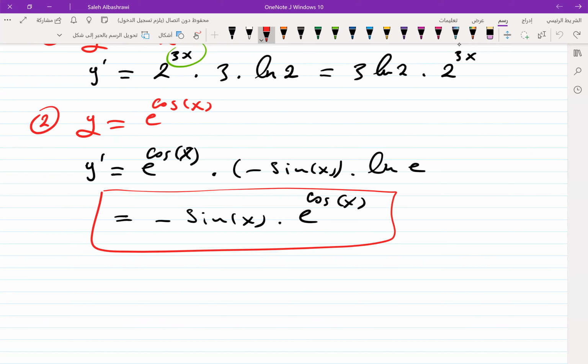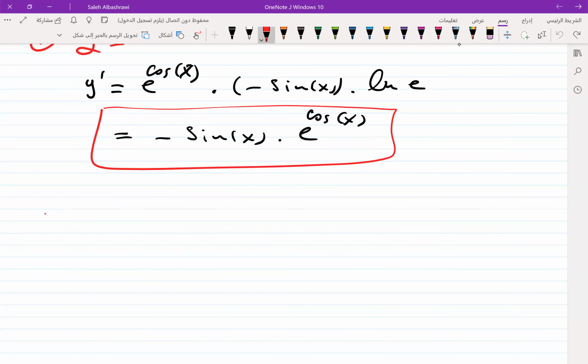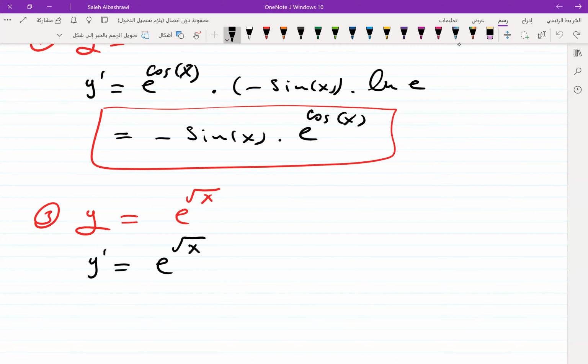Number 3. Y equal to e to the power square root of x, and we need to find the derivative. So the derivative y prime is equal to the function as it is, e to the power square root of x, multiplied by the derivative of the power, the derivative of square root of x. That will be 1 over 2 square root of x. So that's it. This is the derivative of the function y equal to e to the power square root of x.